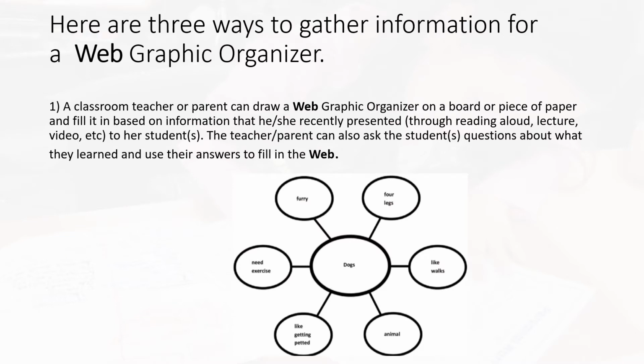So here are 3 ways to gather information for a web graphic organizer. And the first way, a classroom teacher or a parent can draw a web on a board or on a piece of paper, or maybe they already had one that they printed off from the computer or made on Microsoft Word. And then they can fill in that web based on information that they recently presented. So let's say the teacher recently read something aloud or gave a lecture or showed a video to her students. She can put that web in front of the students and fill in the different parts to show them how to fill it in. And the teacher or parent can also ask the student questions about what they learned and use their answers to fill in the web as well.